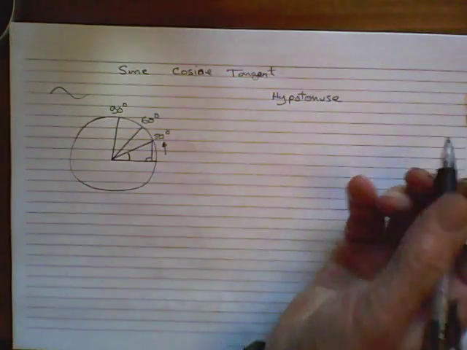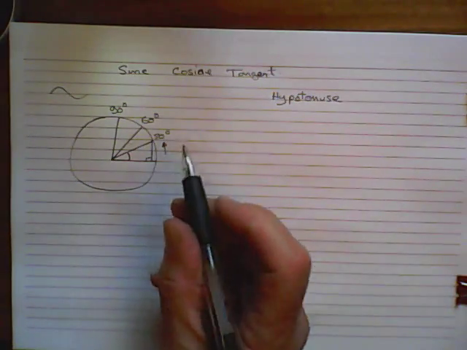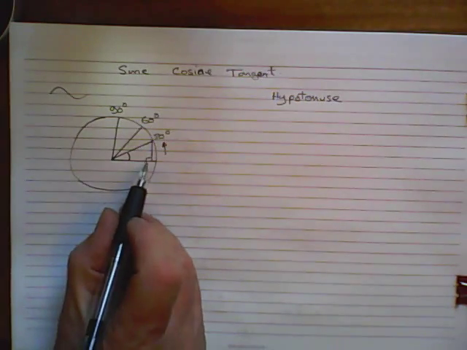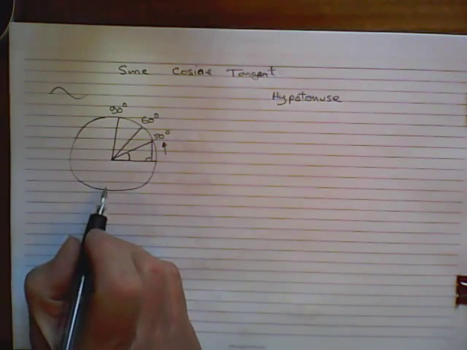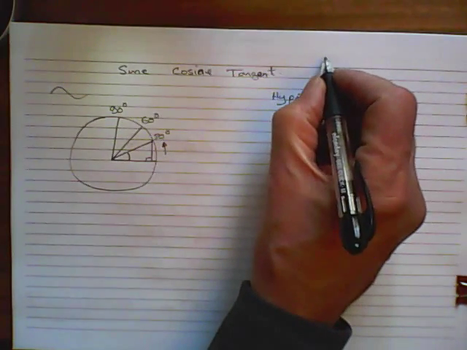Much of what we deal with is Greek and Latin. This is Greek, and hypotenuse means the long side. And the hypotenuse is always the long side, and it's always the side opposite the right angle in a right-angled triangle.